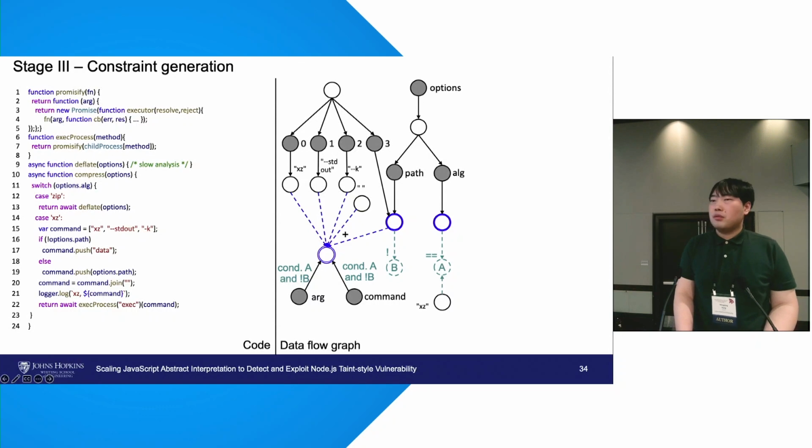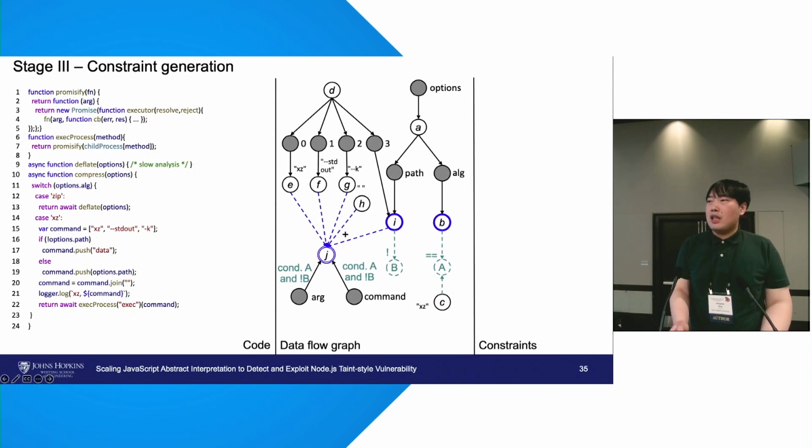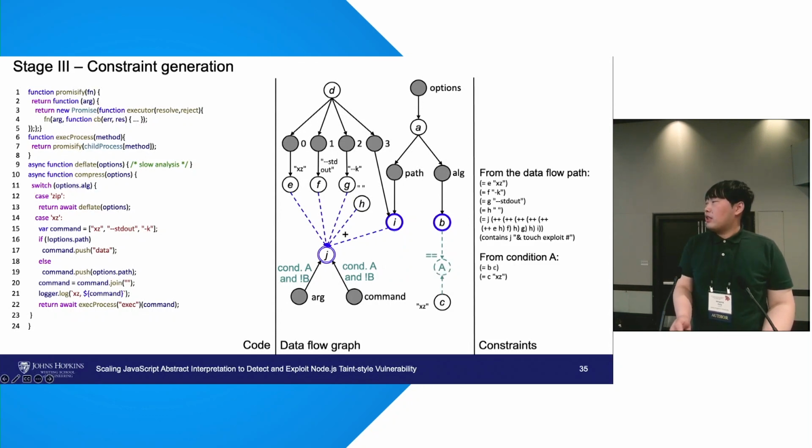Let's see how it works. First, we symbolize the objects. Then we can generate constraints for the content values and for the operations reconstructed from the data flow path. Next, we generate the constraints from the conditions. Finally, we can solve them with the constraint solver.